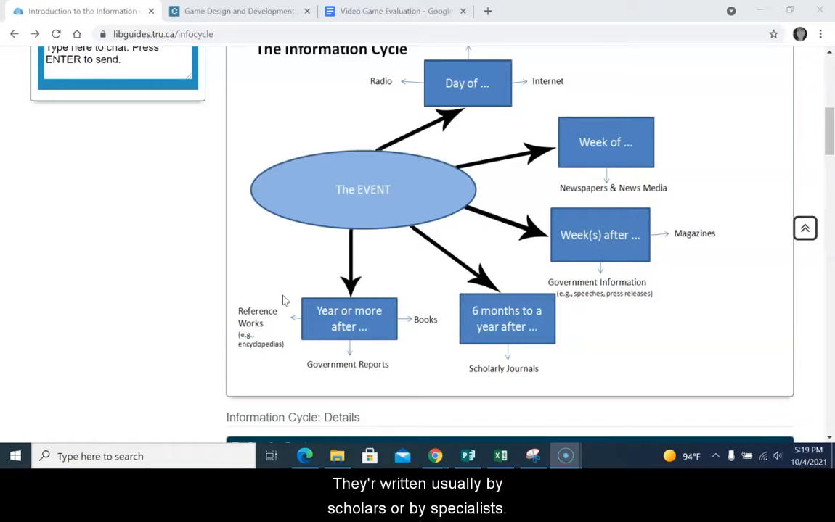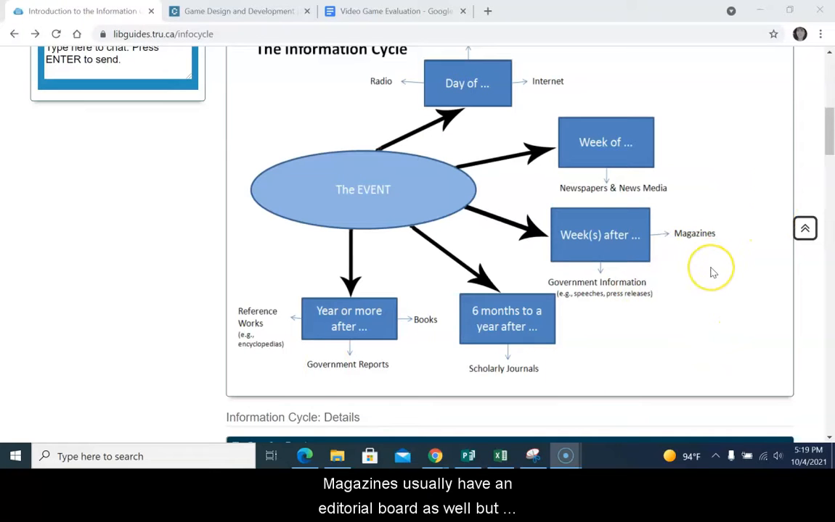They're written usually by scholars or by specialists. And interestingly, reference works are for a more general audience. They tend to be overviews of a topic that give you lots of background information and defined terms and things like that. But the difference between a magazine article and a reference article is that the reference article has been through an editorial process of people who are experts in the field.